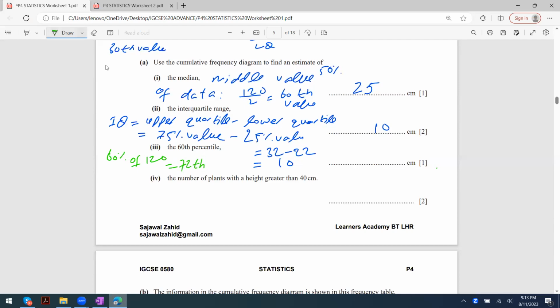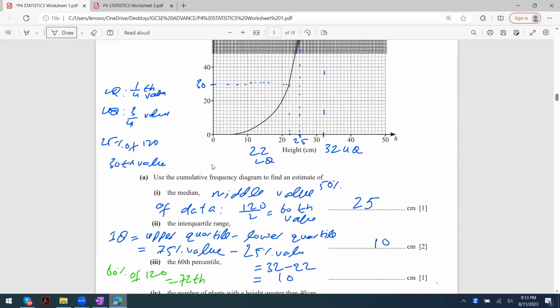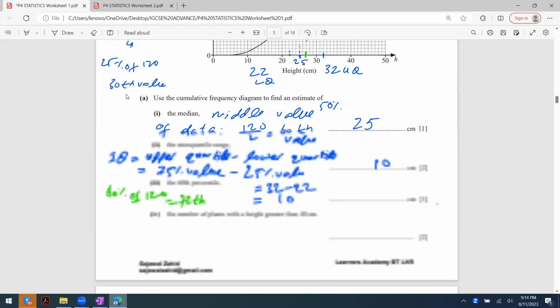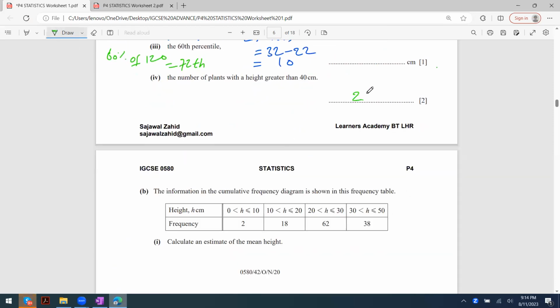So you need to read the 72nd value. Middle is 70. One box is 2: 72, 74, 76, 78, 80. So this is 72. You can read this value. This is the 60th percentile, exactly here. So this is 27. So the 60th percentile is 27.